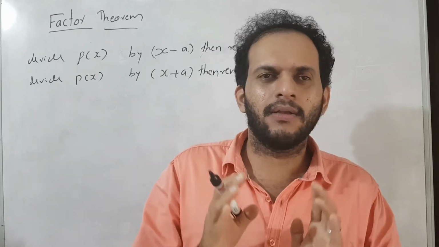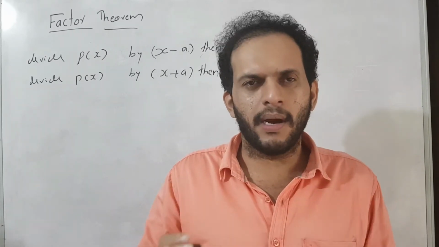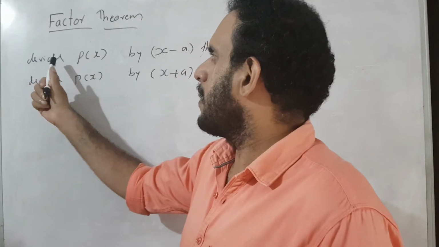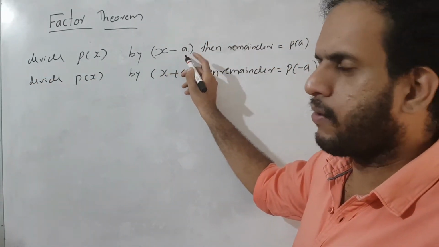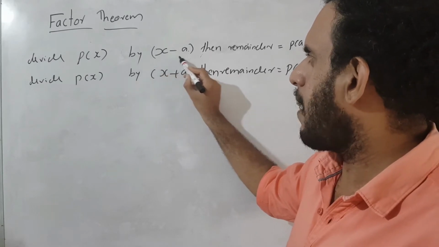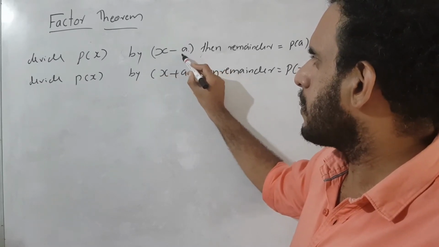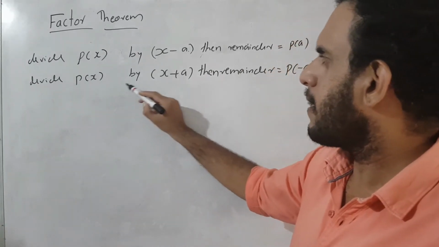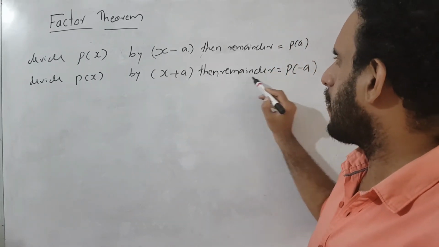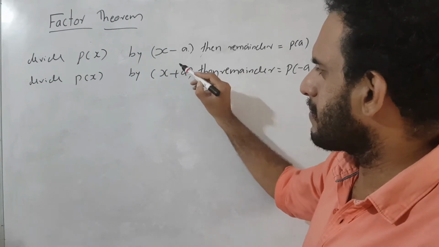What is the factor? You must know what the remainder is. If we divide p of x by x minus a, don't forget the form x minus a, then the remainder is p of a. If we divide p of x by x plus a, then the remainder is p of minus a.